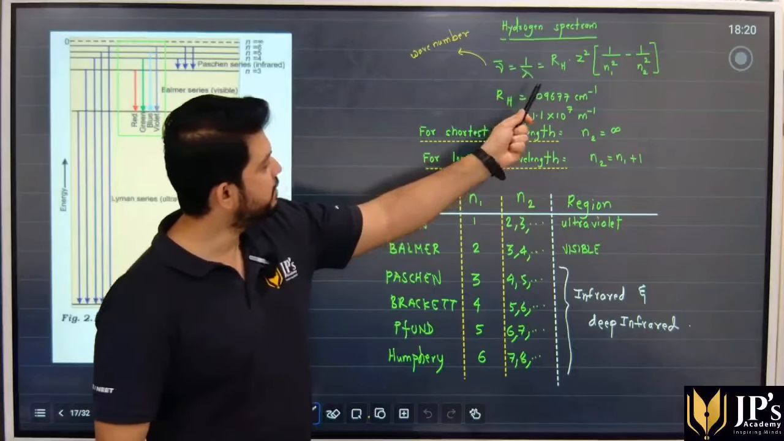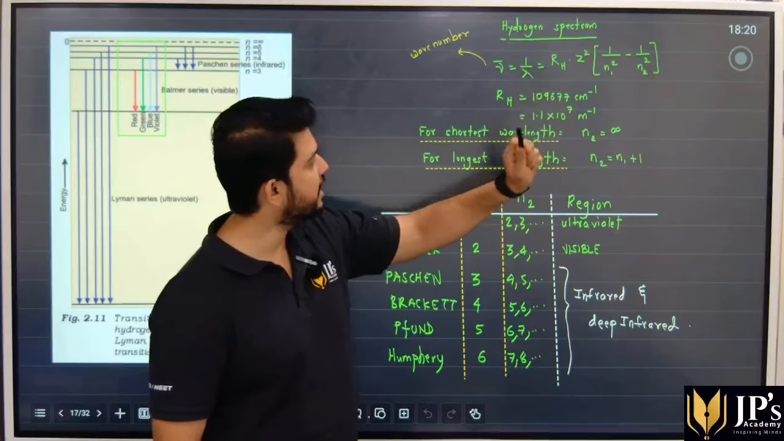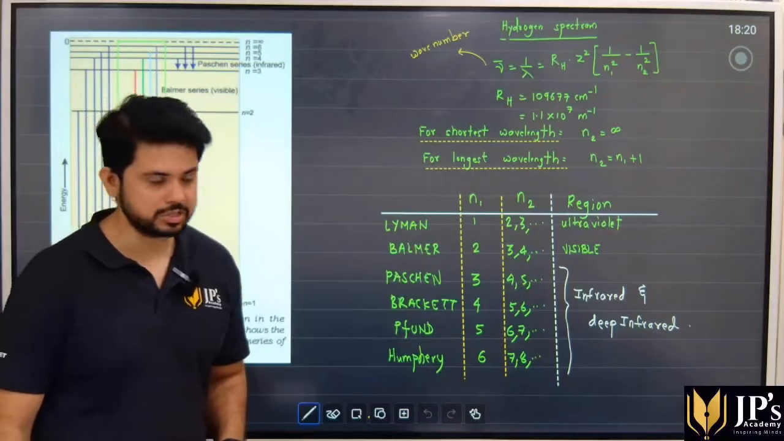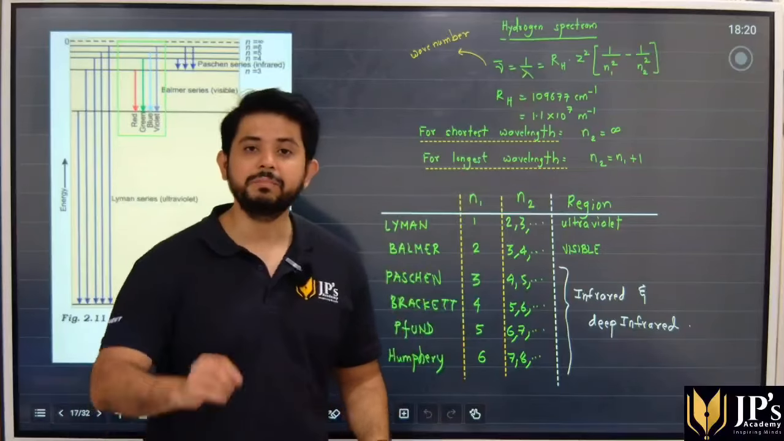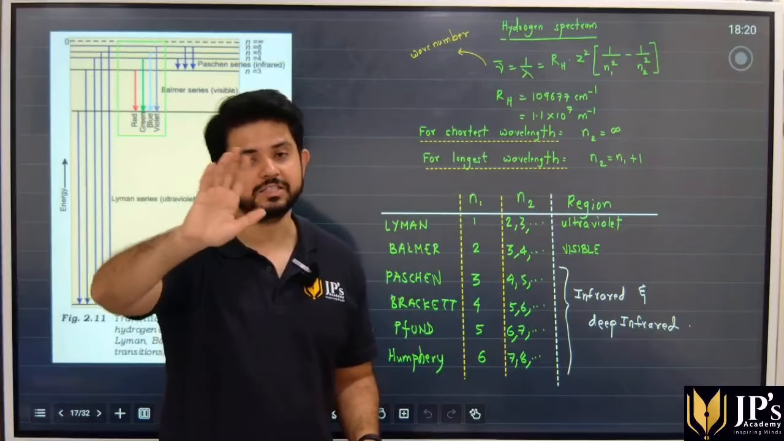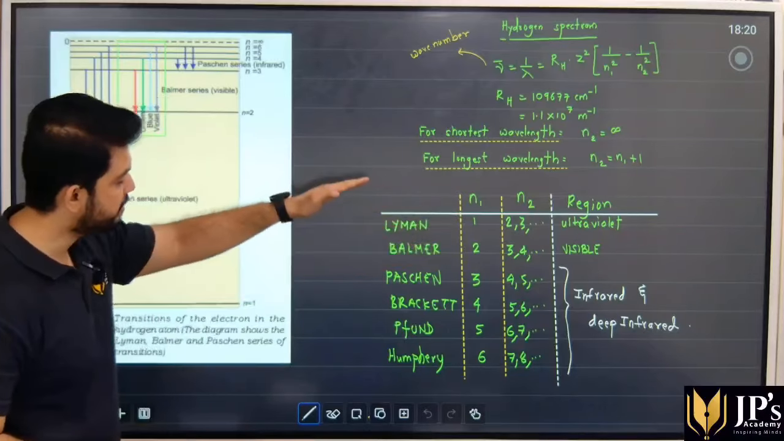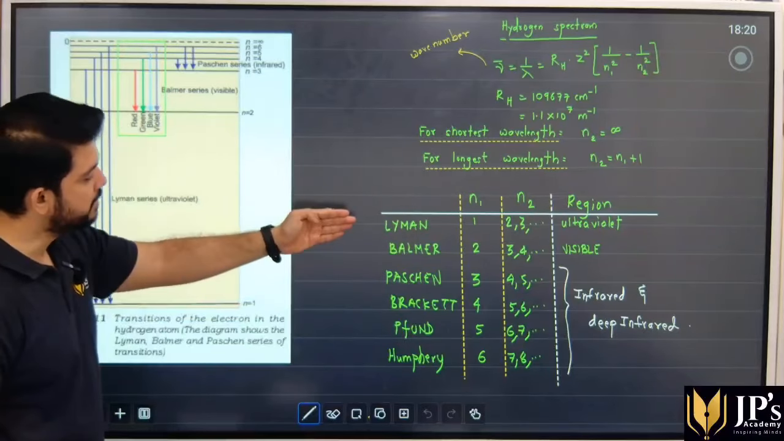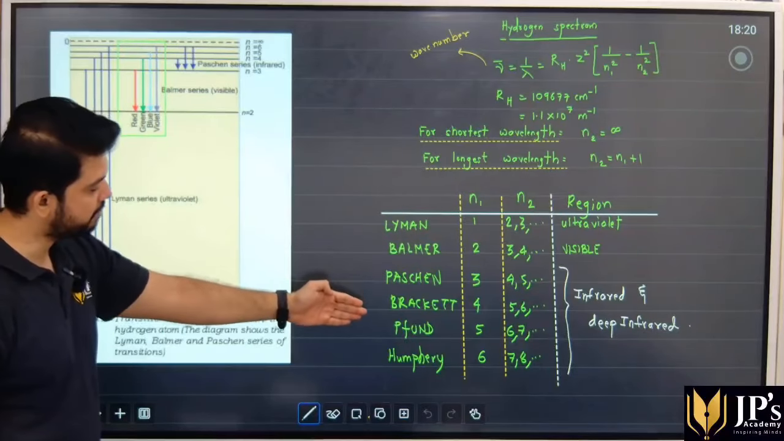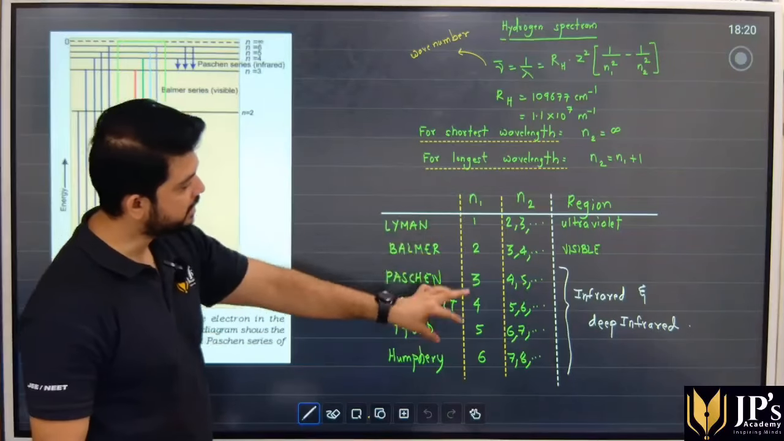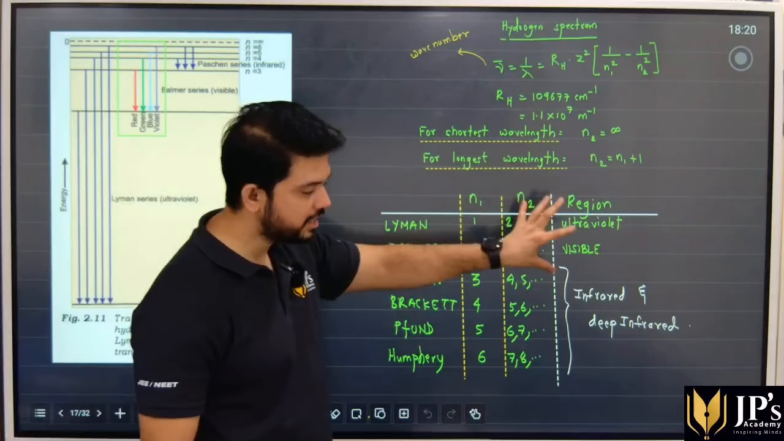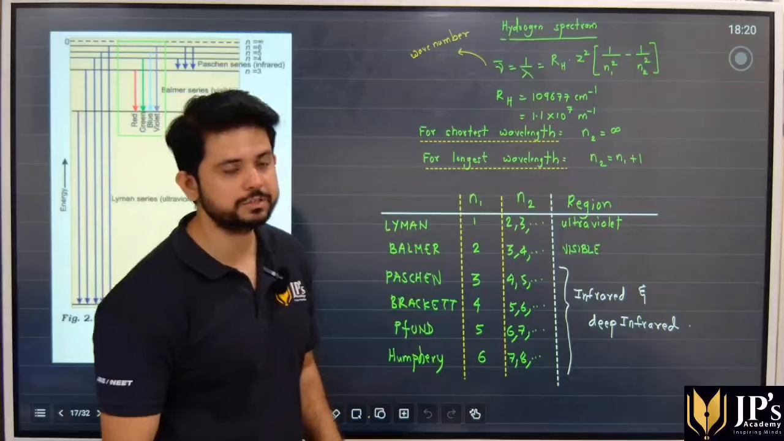Nu is wave number, lambda is wavelength, RH is called Rydberg's constant, Z is the atomic number, and N1, N2 are where the transitions of the electrons are taking place. Depending on that, we have 5 different series: Lyman, Balmer, Paschen, Brackett and Pfund, and the related data, and for which particular region do these wavelengths fall in.